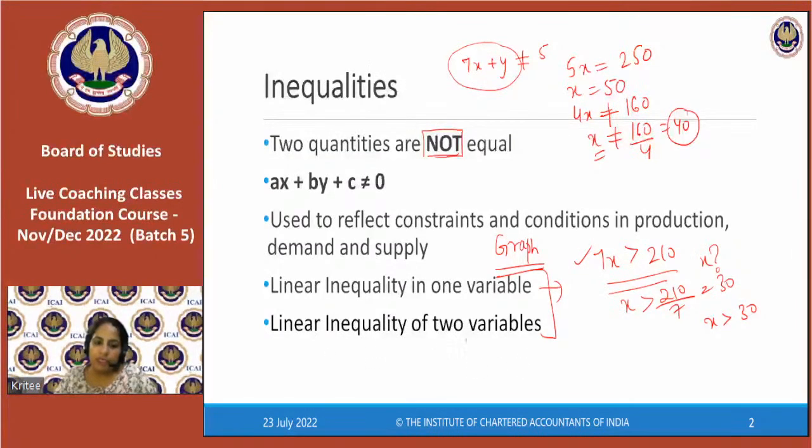Likewise, we might have a linear inequality of two variables, something like 7x plus 3y greater than or equal to 10. So the x and y values must be such that when added, 7x and 3y give a value greater than 10. This is a linear inequality of two variables. I will teach you how to represent the one variable case, and then the two variable case.